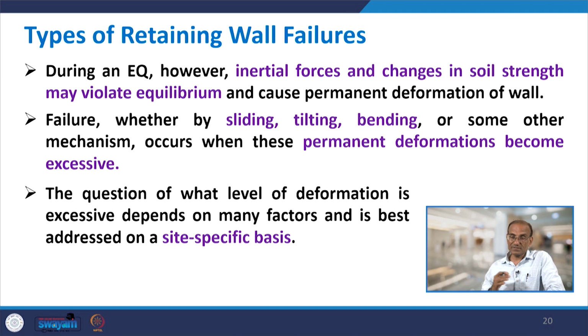Failure, whether by sliding, tilting, bending or some other mechanism, occurs when these permanent deformations become excessive. So, when these permanent deformations are excessive, then the failure will occur, and there could be many mechanisms of failure. It could be sliding failure, it could be overturning, which we are going to discuss. The question of what level of deformation is excessive depends on many factors, and that could be decided on a site specific basis.